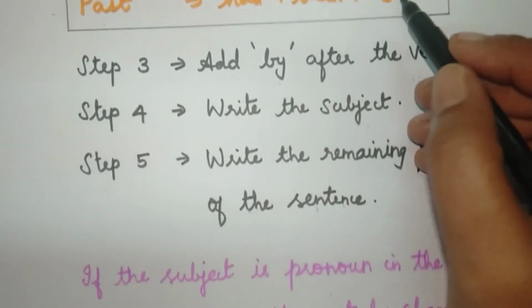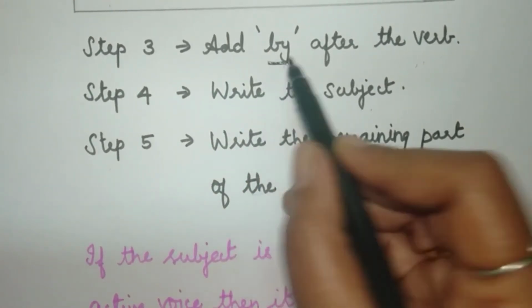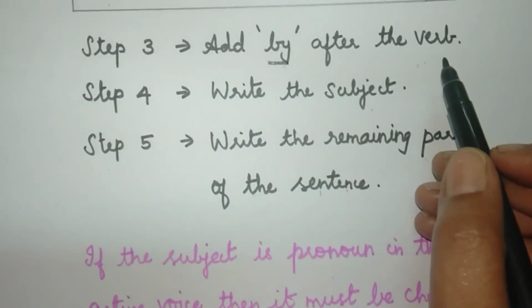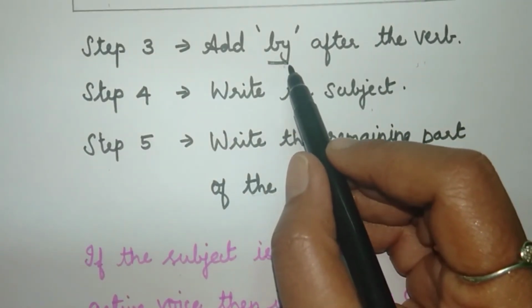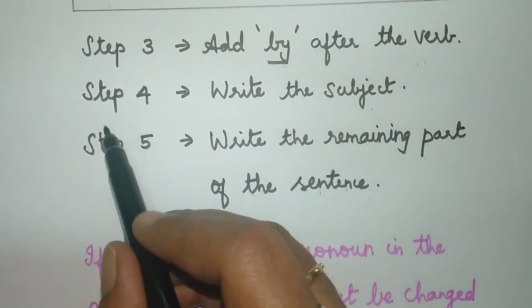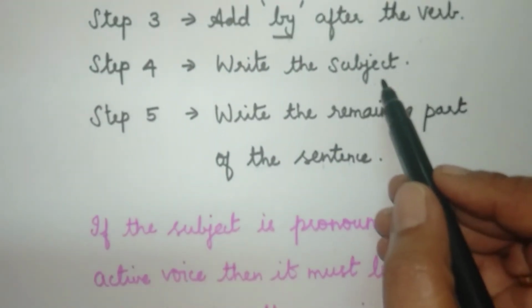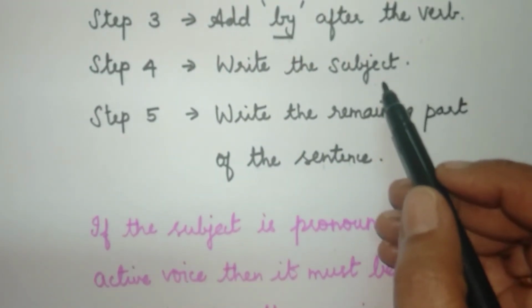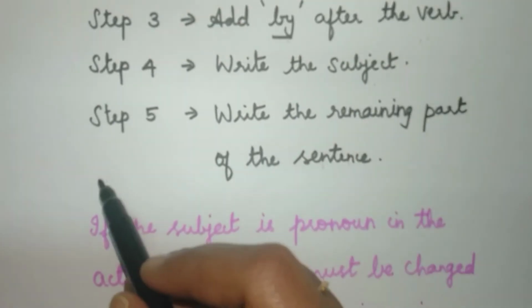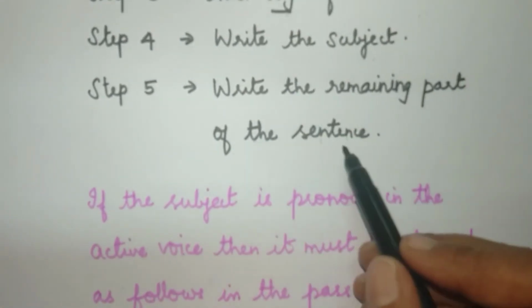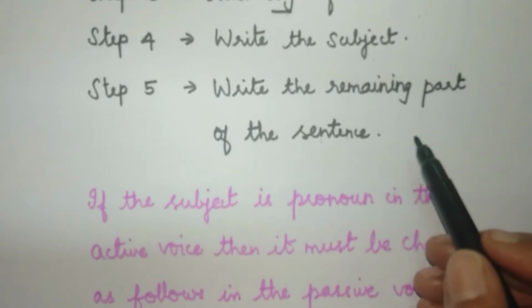Next step, we have to add by after the verb. That means after the verb we have to add the preposition by. Step 4, write the subject. That means first we write the object in the passive voice, and at last we write the subject. Step 5, if any remaining part of the sentence is left out, we have to write it at the end.